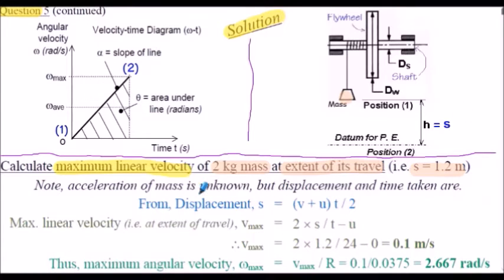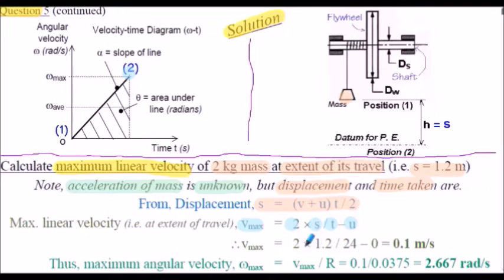Just for reference, notice in the question we are not given the acceleration of the mass, that's an unknown, but we are given the displacement, which is the distance s, and we are given the time taken. So that's why we deduced to use this equation from our linear motion equations. So rearranging to find the maximum linear velocity, that would be the velocity at position 2 on a velocity time diagram. The equation rearranges to 2 multiplied by s divided by t minus u.